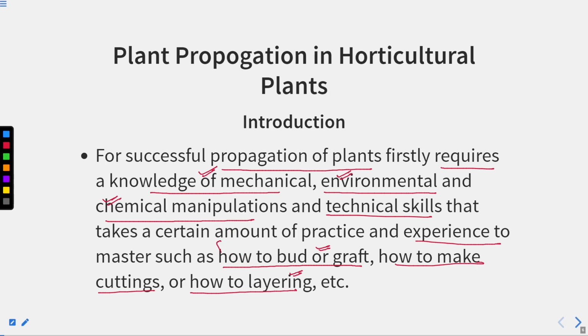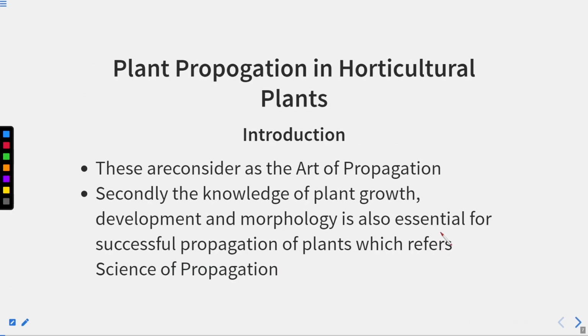So what are the skills? How to bud or graft, how to graft a plant, how to make cuttings, and how to do layering. For example, these are some of the examples that one must know if we are doing plant propagation in horticulture. These are some basic knowledge one must have if he or she is going for plant propagation in horticulture. So these are considered as the art of propagation, right?